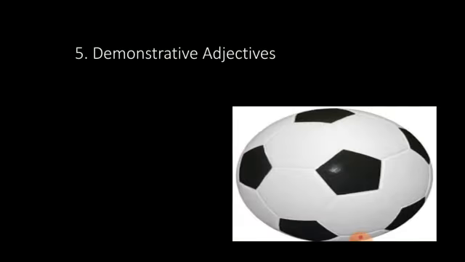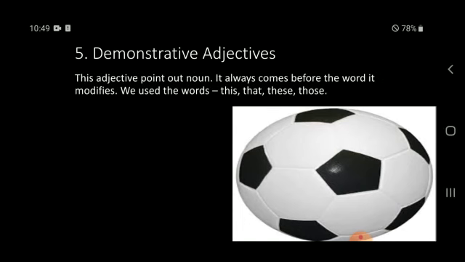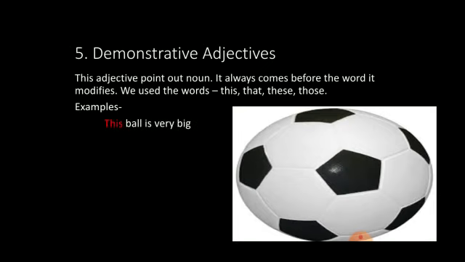Number 5, we have demonstrative adjectives. Demonstrative adjectives point out a noun. They always come before the word they modify. We use the words this, that, these, and those. Examples. This ball is very big.